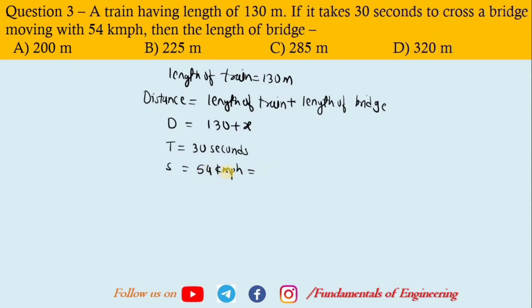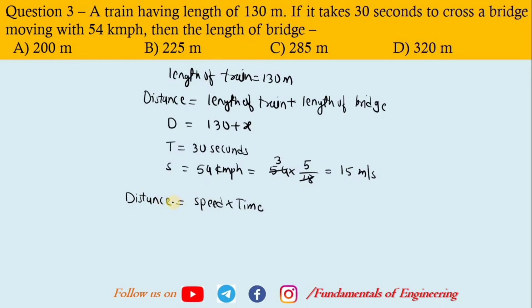So we need to convert this 54 km per hour into meters per second. The numerator should be the smaller value. So 18 3s are 54, and 5 into 3, that is 15 meters per second. Now we need to calculate the distance. So distance is equal to speed into time. As we know the formula, speed is equal to distance upon time.